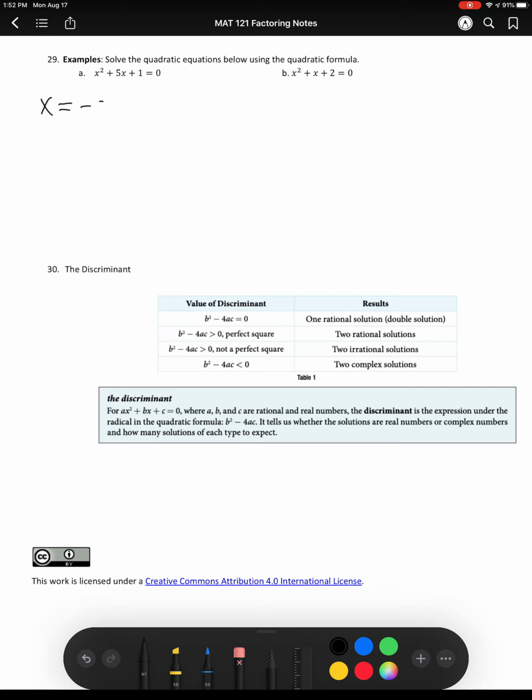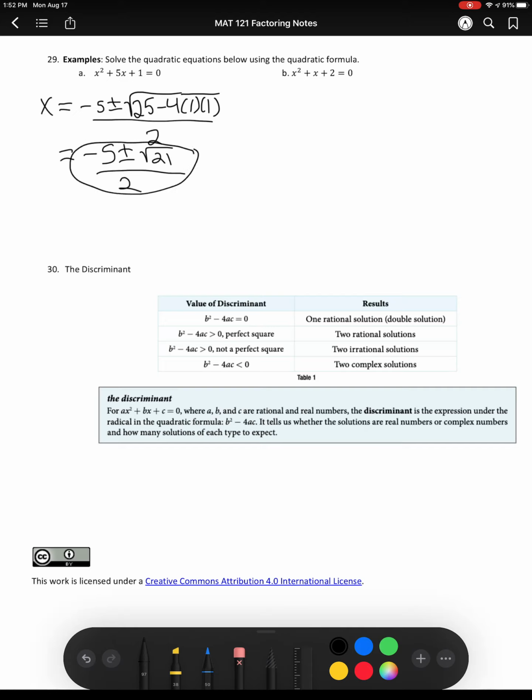So it's going to be negative b, which is negative 5, plus or minus the square root of b squared, so it's 25, minus 4 times a times c. I just put the numbers in as I'm saying the a's, b's, and c's, all over 2a. So start by simplifying the radical. It's just 25 minus 4, which is 21. And we're kind of lucky here because you can't simplify that anymore. So that's just your answer.